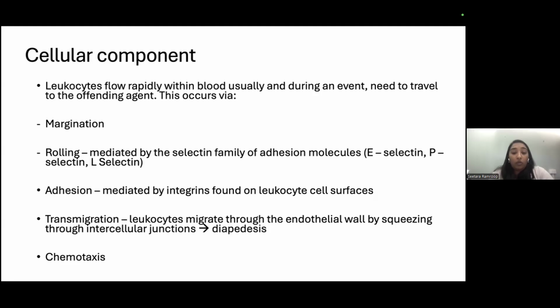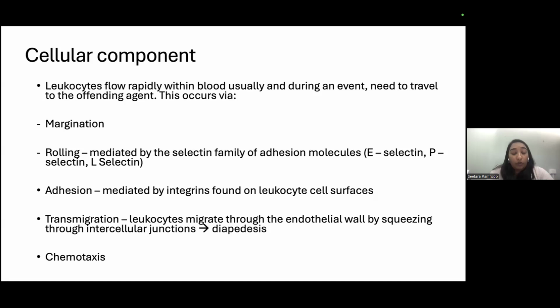Now, while the leukocytes are on the periphery of the blood vessel wall, they become adherent to the blood vessel wall, and that is mediated by the integrins. So those integrins would allow for firm adhesion of the leukocytes. So those would be the vascular adhesion molecule 1, so VCAM1, ICAM1, which is the intercellular adhesion molecule, and VLA4, which is a beta integrin.